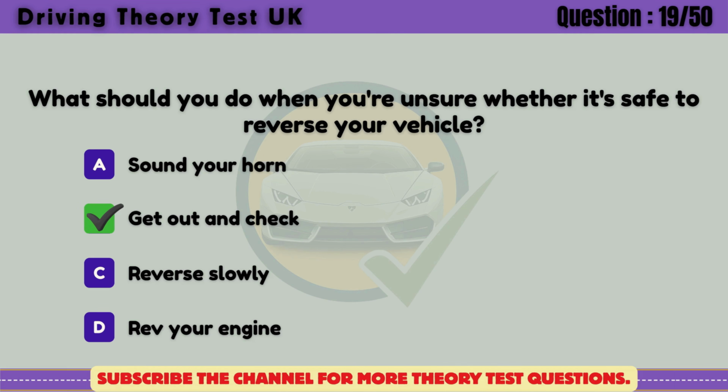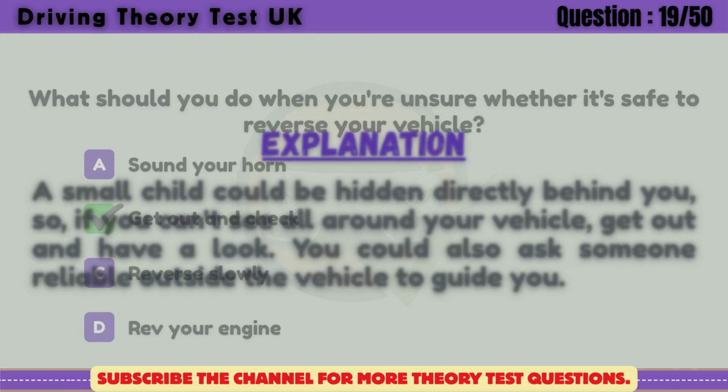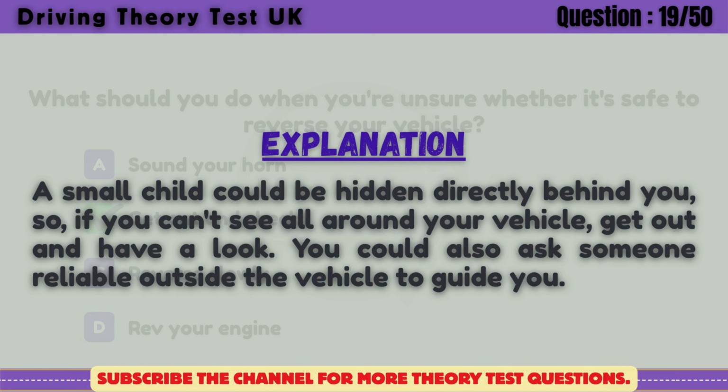Answer is B. Get out and check. A small child could be hidden directly behind you, so if you can't see all around your vehicle, get out and have a look. You could also ask someone reliable outside the vehicle to guide you.